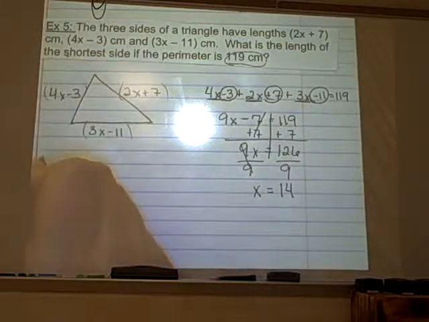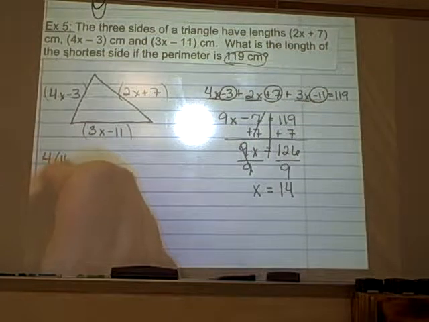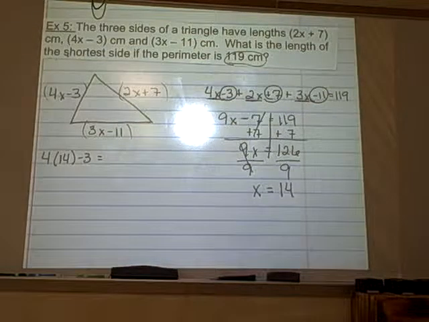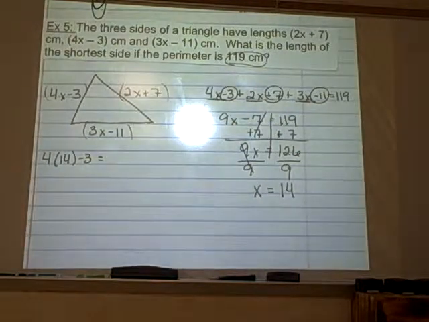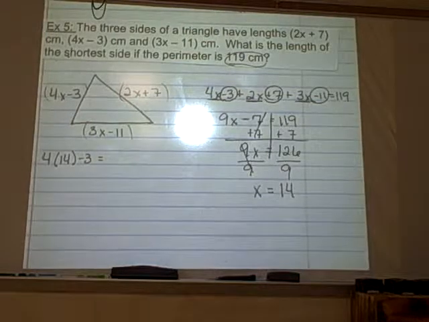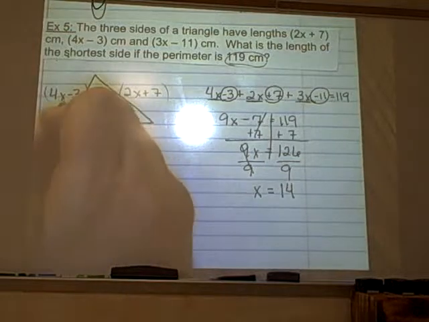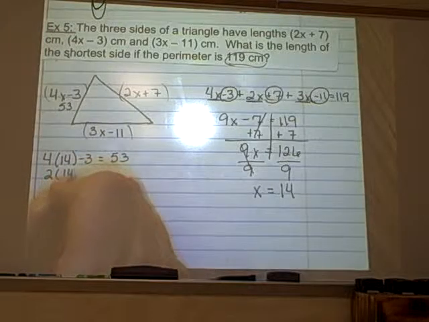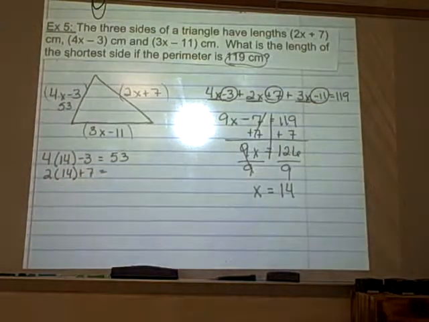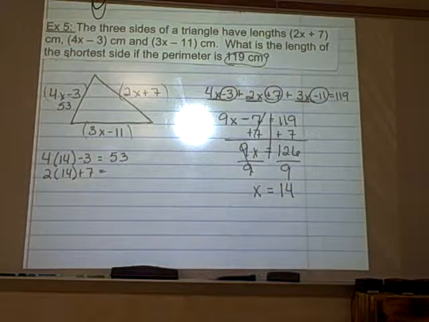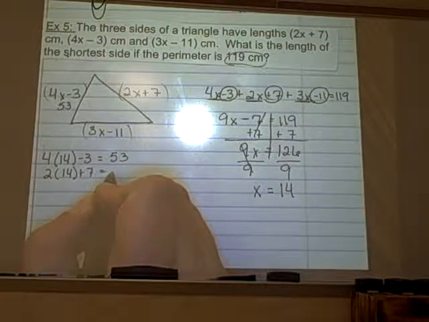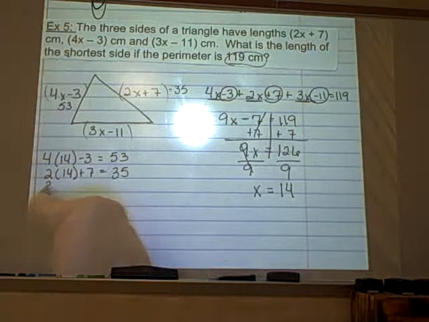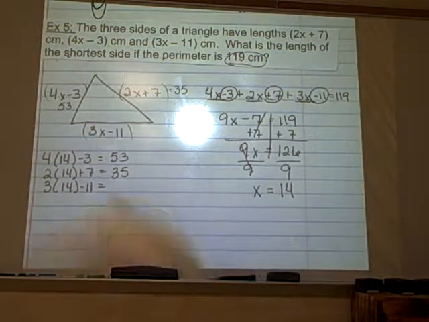Plug them in. So in your calculator, type in 4, and instead of x, put 14, minus 3, and get an answer. 4 parentheses 14, and then minus 3. What do you get? You get 53. So this side right here is 53. And then you're going to do this one. 2 parentheses 14 plus 7. 28 plus 7, what? 35. So this one's 35. And then you're going to do 3 parentheses 14 minus 11.